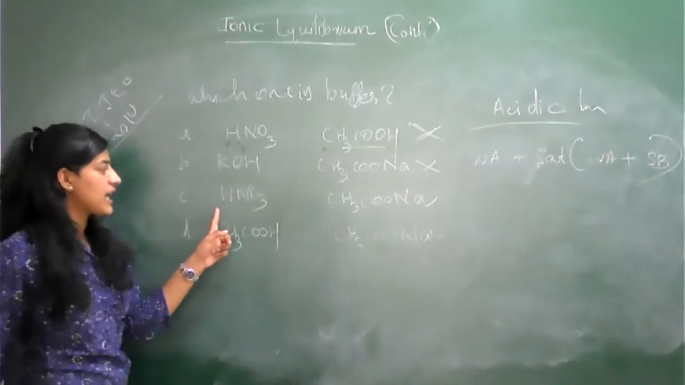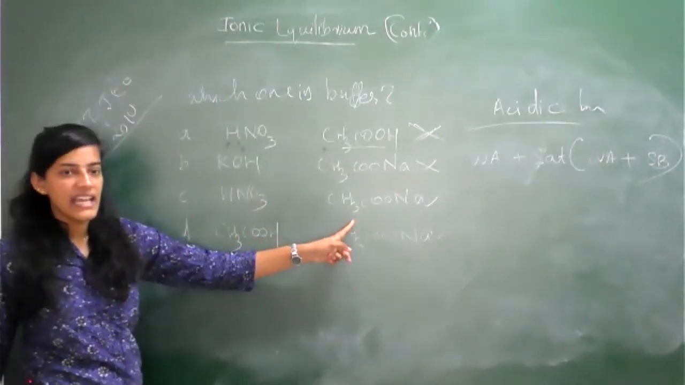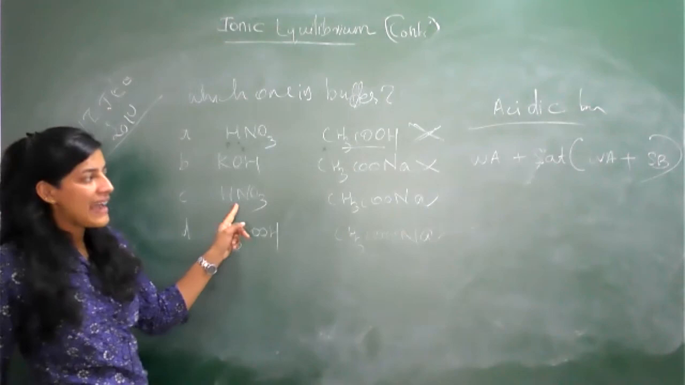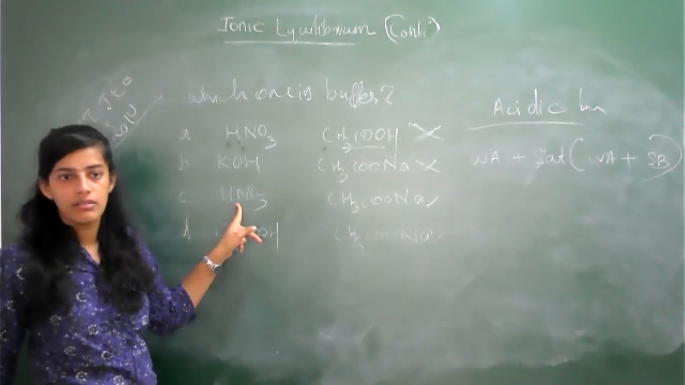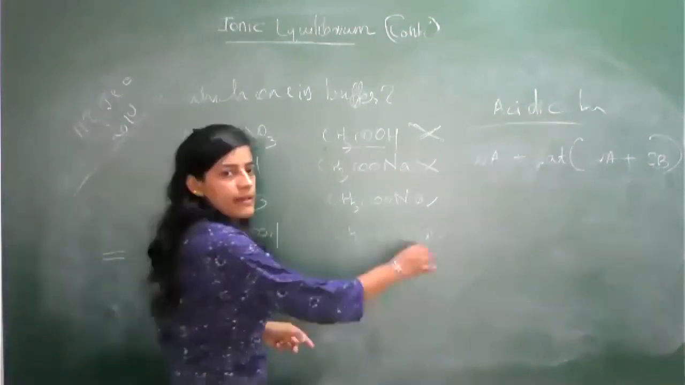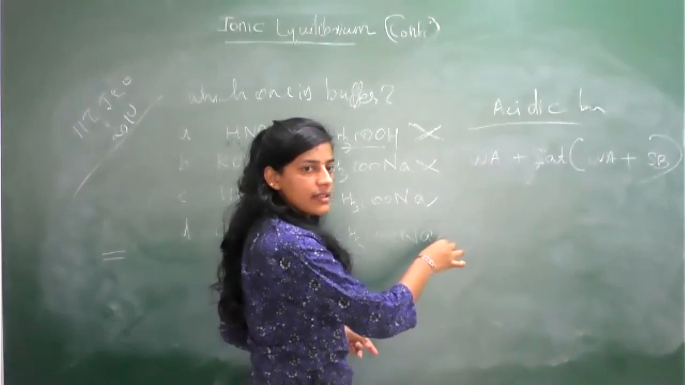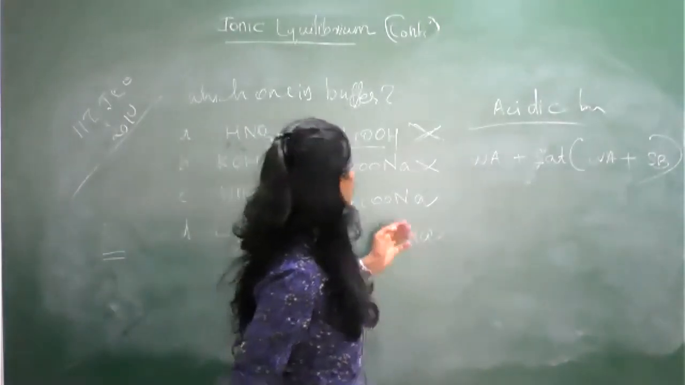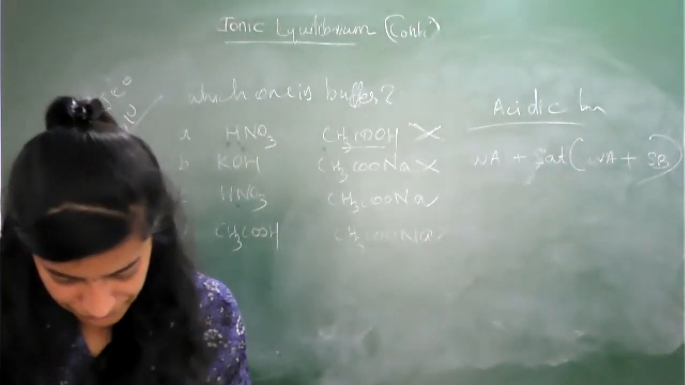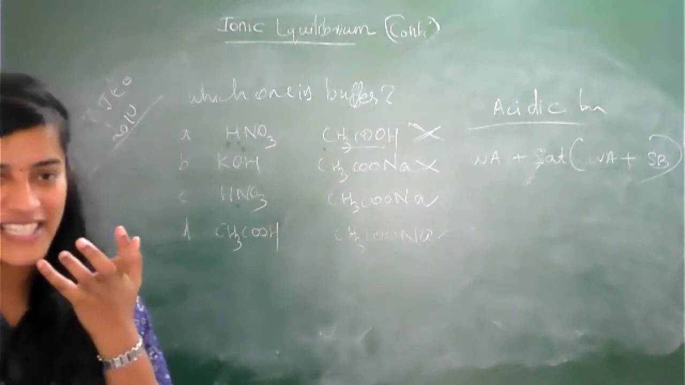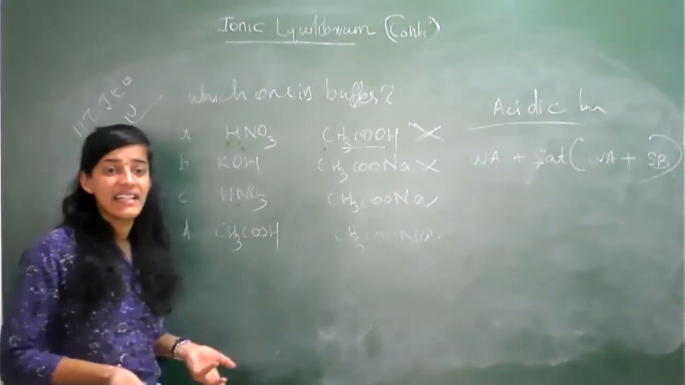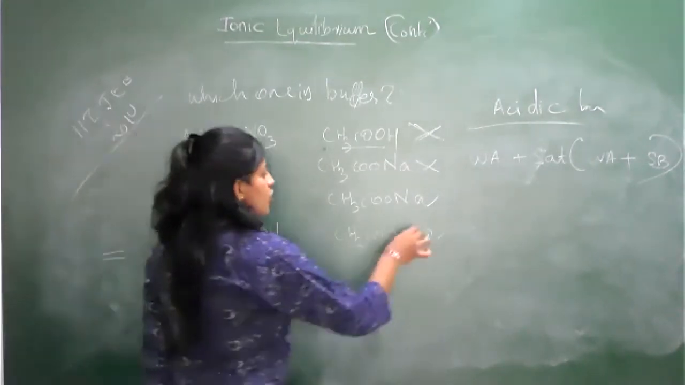Here HNO3, acid. Here also CH3COONa. Strong acid is one, so easily we can cancel. Strong acid is not working out here, nor a strong base. I am asking about an acidic buffer. Which one is a buffer? So that's also cancelled. Weak acid or weak base combination, so this also easily gets cancelled.